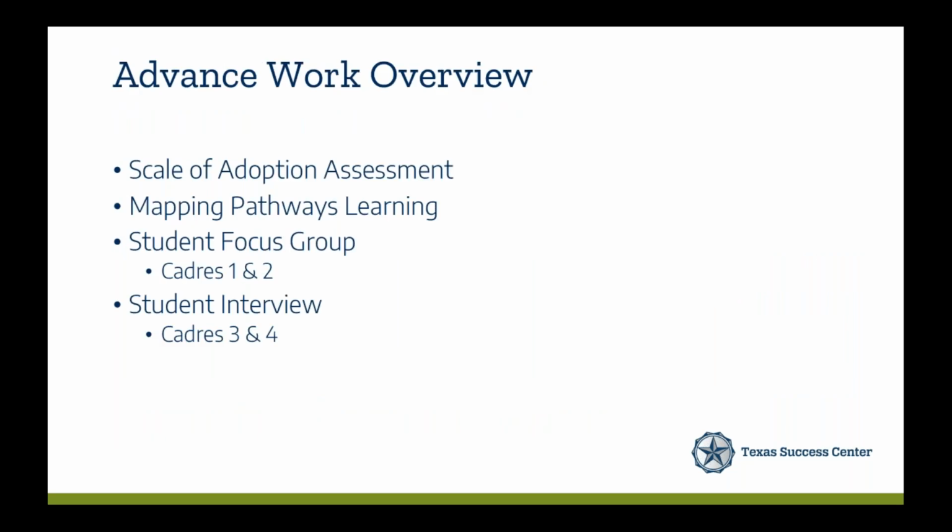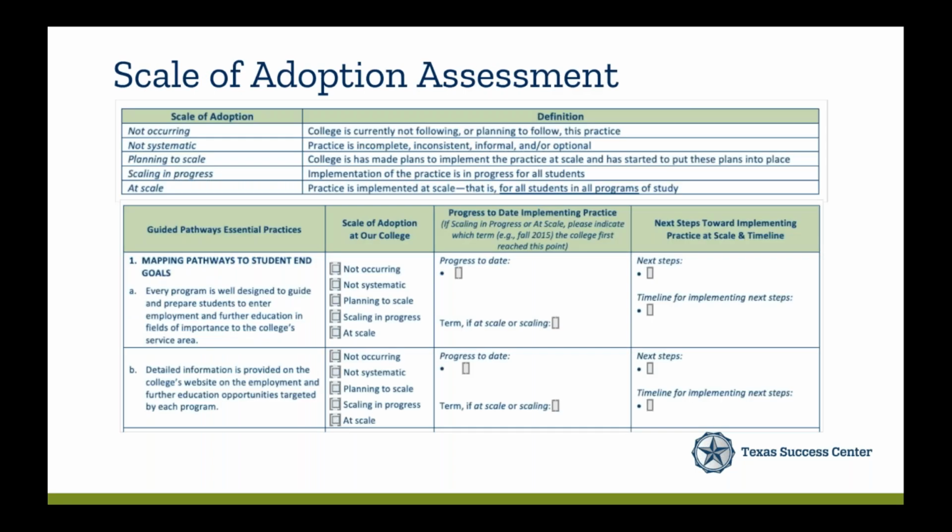There are 3 assignments for advanced work. The first is the Scale of Adoption Assessment. Second is a worksheet about mapping pathways learning. And then third, colleges will conduct either focus groups or interviews. And we'll go into detail on each one of those right now.